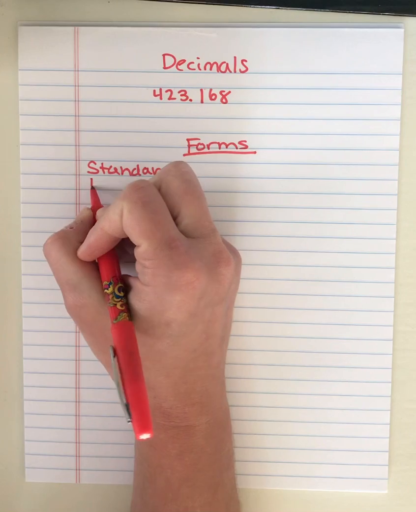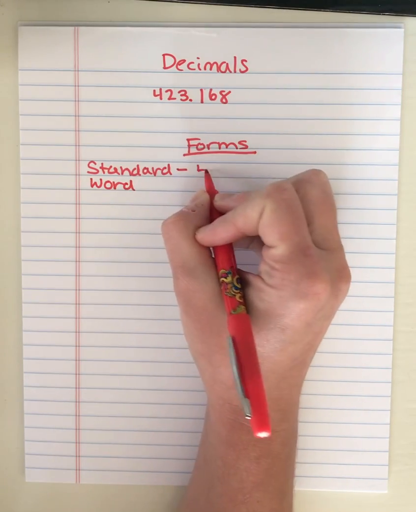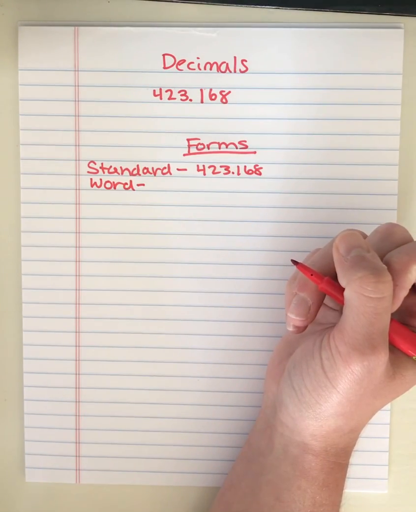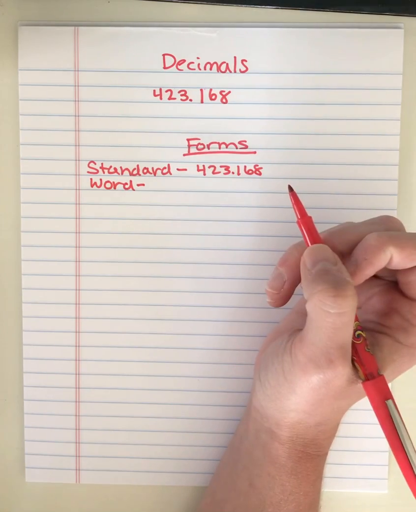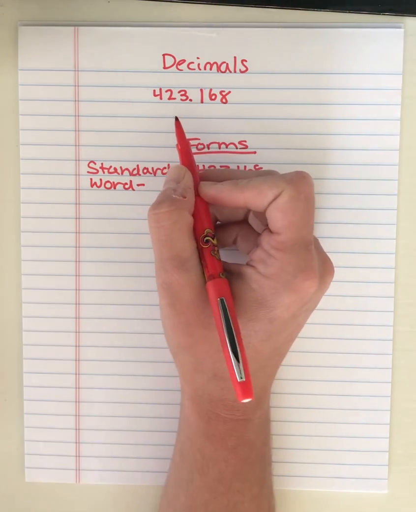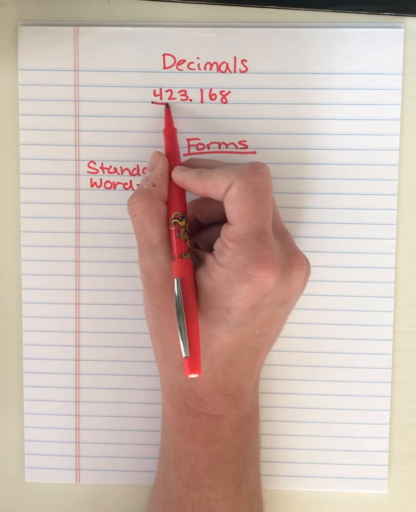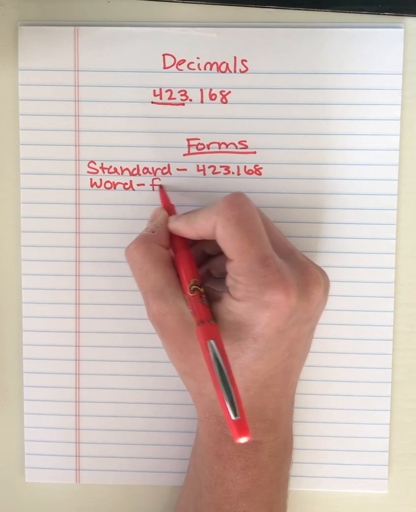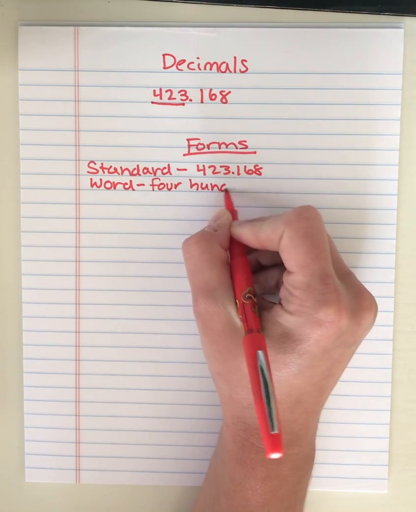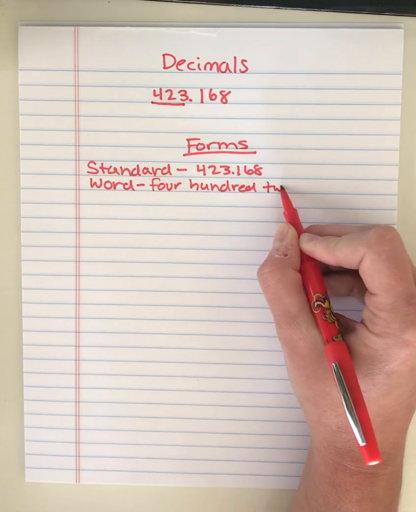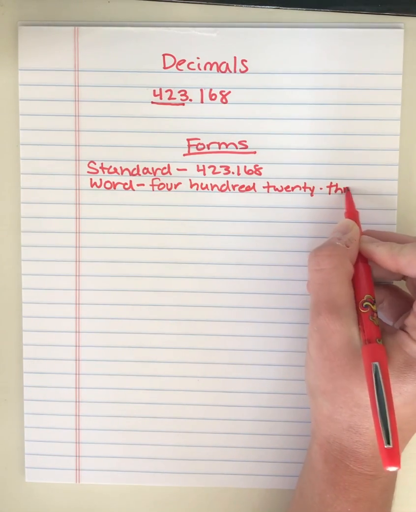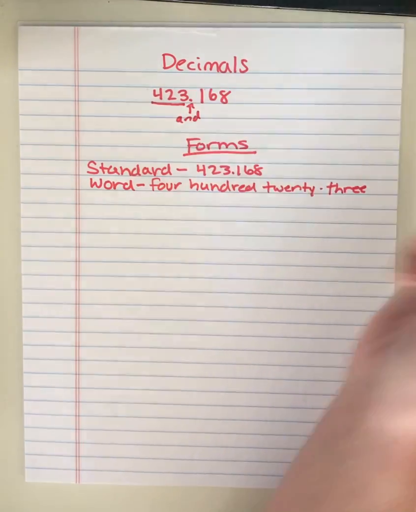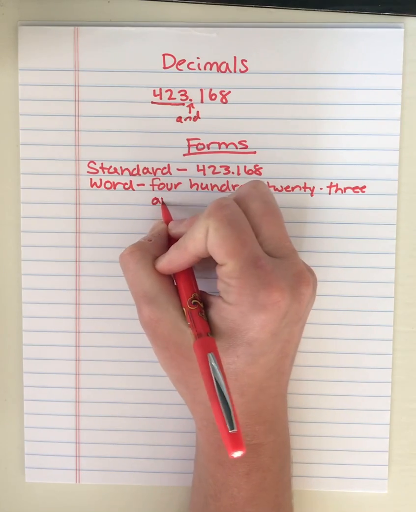We can also write decimals in word form. Word form is writing the decimal using words, how we would read it. So for example, in this decimal, I would read the first number just like I would any number I see. So this is 423. When I'm writing it in word form, I spell it out. 423. We know our decimal point says and. That's the only time we say and when we're reading numbers.